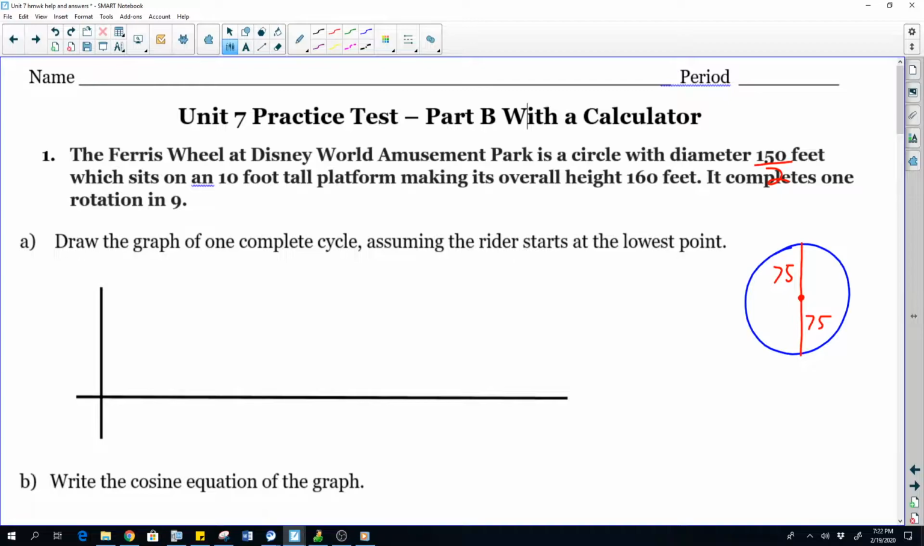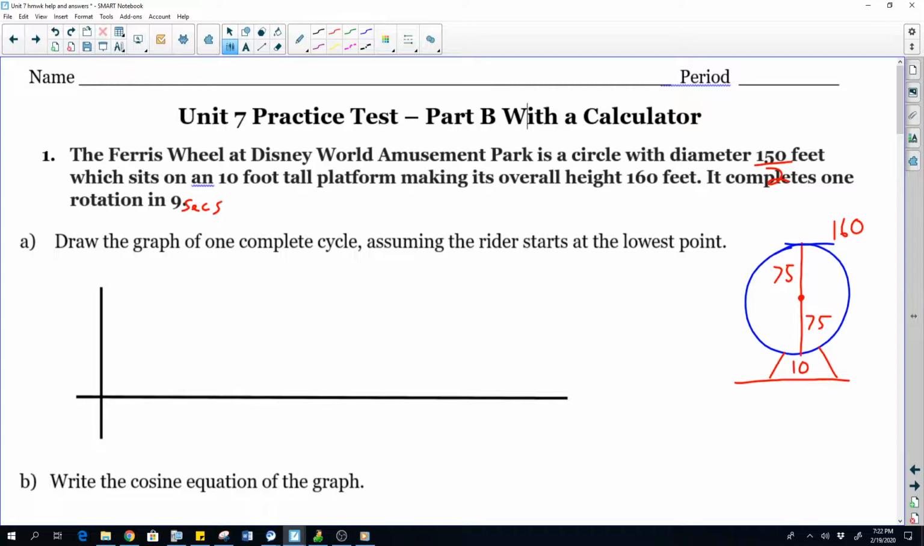Brilliant. Okay, and then it sits on a 10-foot tall platform. Awesome. Making its overall height 160 feet. So now we have our maximum and our minimum already. Nice. Okay, so then it completes one rotation in 9 what? Okay, we'll say seconds, I guess, maybe.